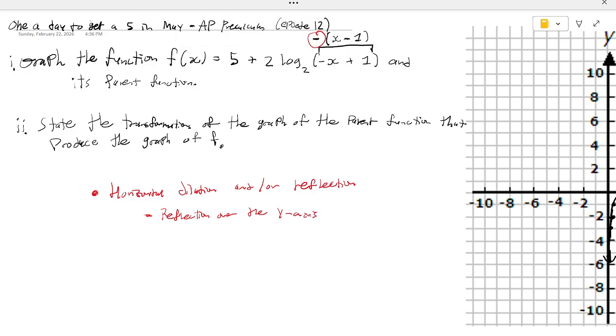And then if you notice, we have this minus 1 here. Generally, if you do have one, you're going to have your horizontal translation second. So that's a translation 1 unit right.